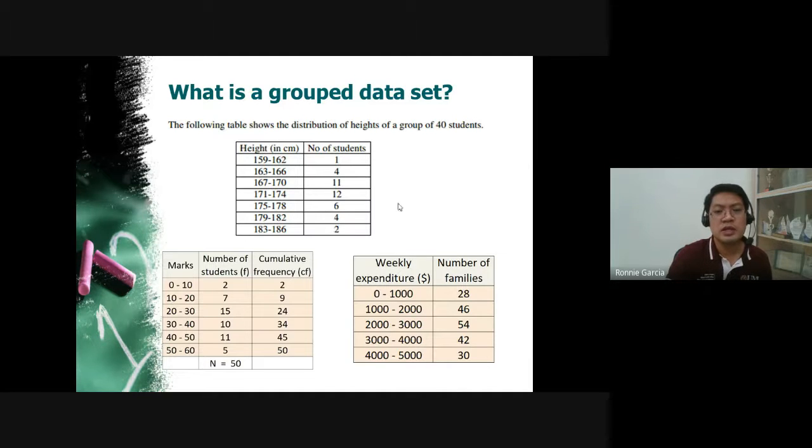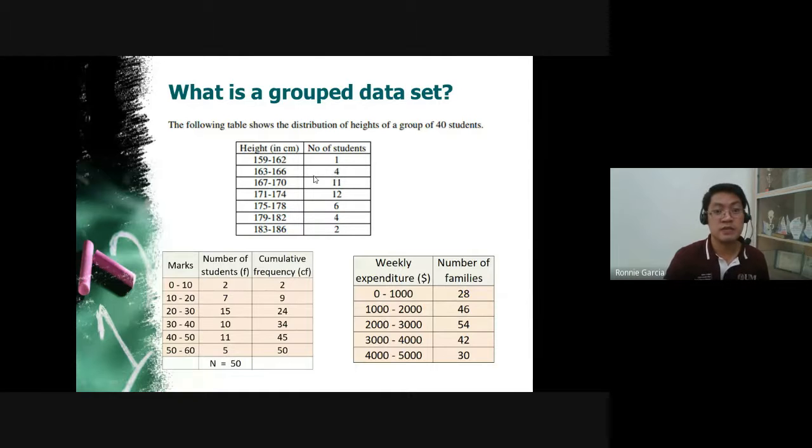For example, we have the distribution of the heights of a group of 40 students. Ang gisulti lang diri kay naay isa ka estudyante nga ang height niya is 159 to 162 centimeters. Naay upat ka estudyante nga ang iyang height 163 to 166. So wala gi-specify kung unsa jud ang specific nga height aning isa ka estudyante, 159 ba, 160, 161 or 162. Kaning upat, unsa ang height ani, naa bay 163 lang or naa bay tulo 166.